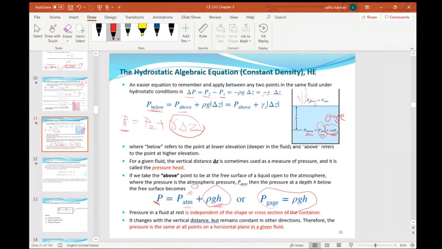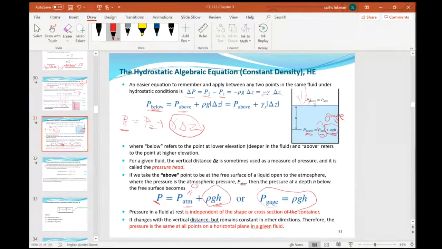And if we take the above point to be at the free surface, as I just mentioned, then we have atmospheric pressure acting. The pressure at a depth below the free surface is obtained by adding atmospheric pressure, unless you use gauge pressure. If you call it gauge, you ignore the atmospheric pressure because it is the reference, which is set to 0. Pressure in a fluid at rest is independent of the shape or cross section of the container.